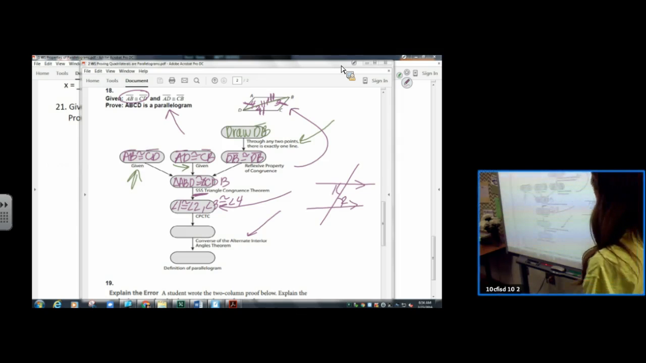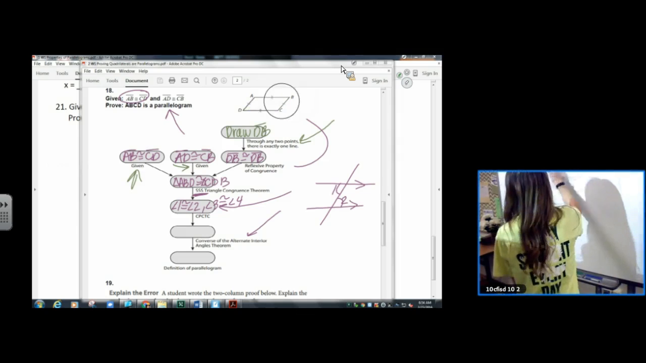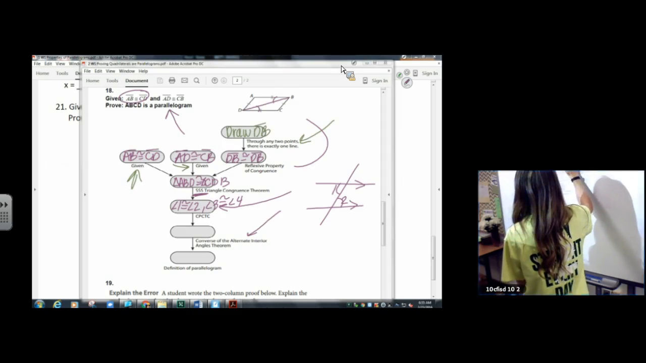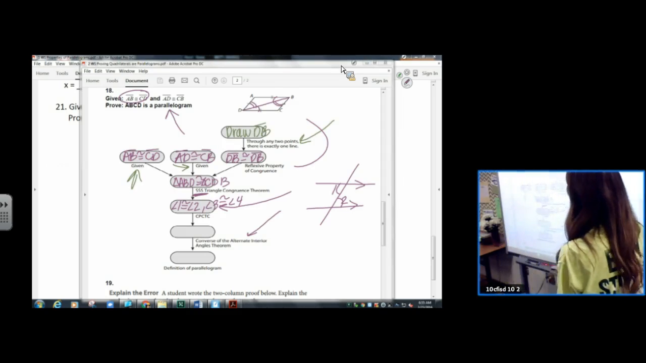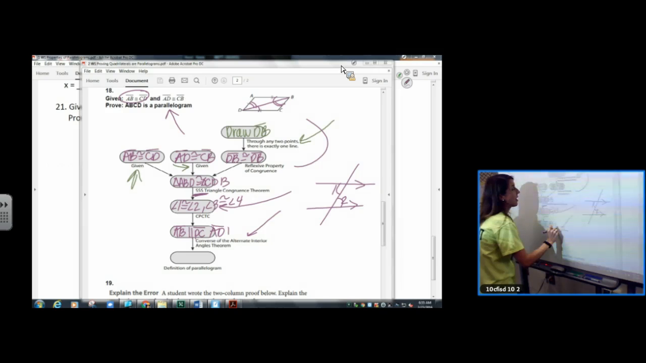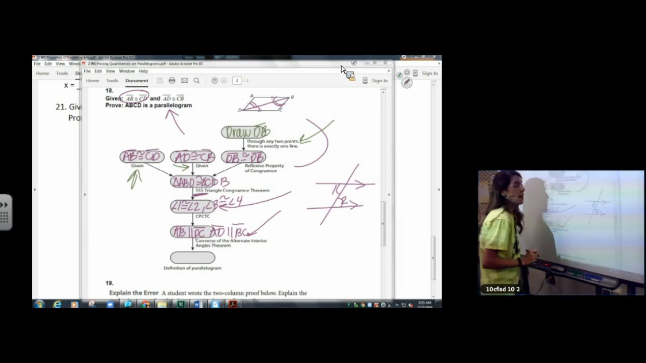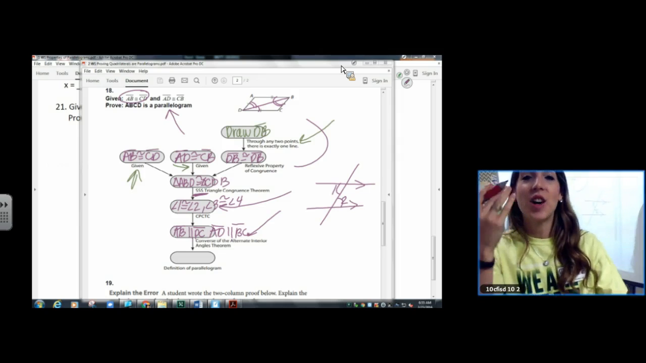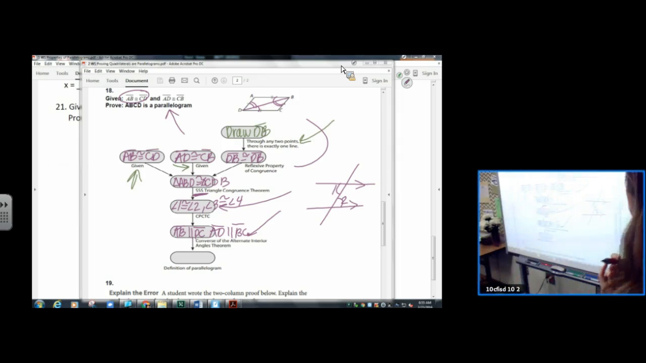Now that those are congruent, and my picture has gotten quite messy, so I'm going to clean it up a little bit. Now that I know those are congruent, now I can say AB is parallel to DC, and AD is parallel to BC. And why am I allowed to say that? It's not the alternate interior angle theorem. It's the converse of the alternate interior angle theorem.